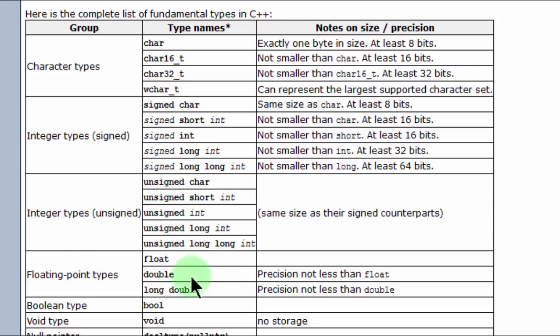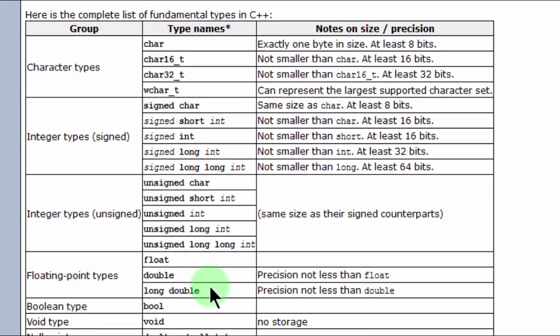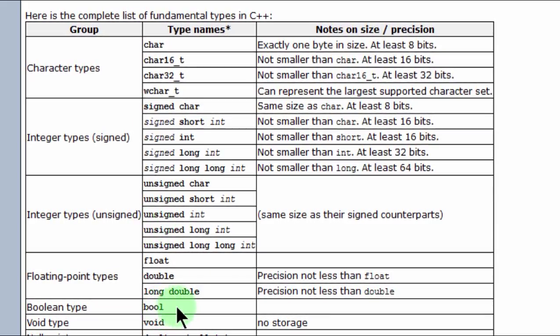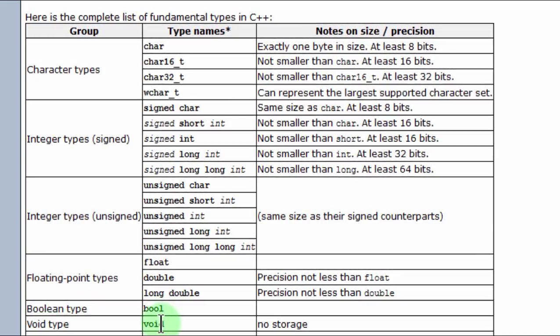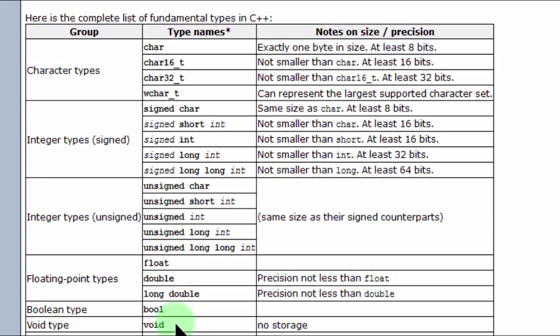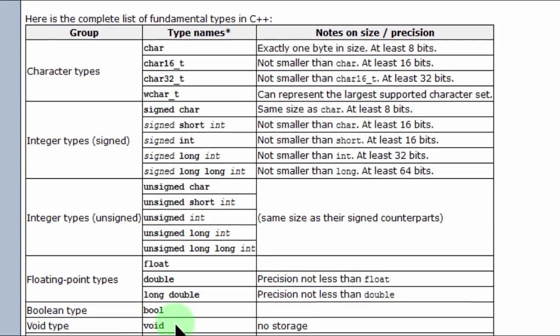And then floating points, we have float or double. If you want a float number, this is a number with a decimal. A double is also a number that can handle decimals. Then you have long double. This one is for large numbers with decimals. Then we have the Boolean type. Then we have this void. This is just non-existent.